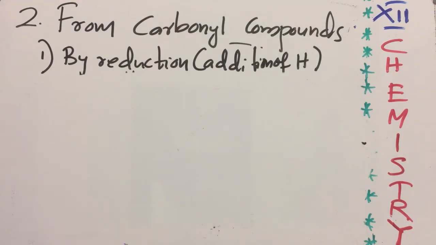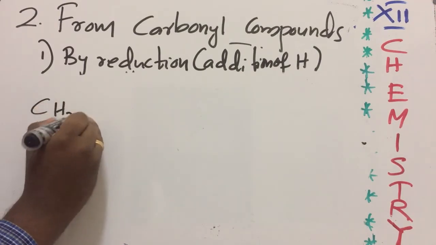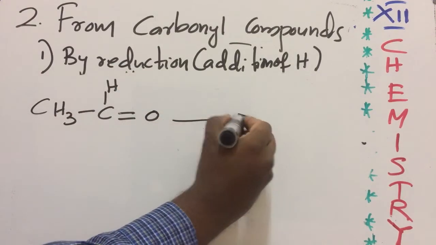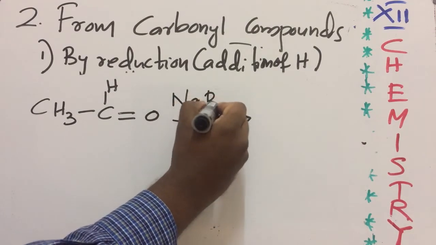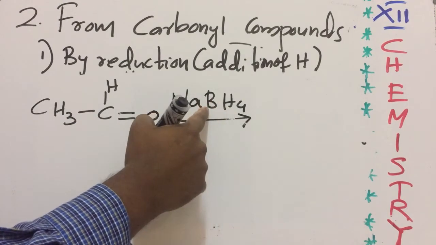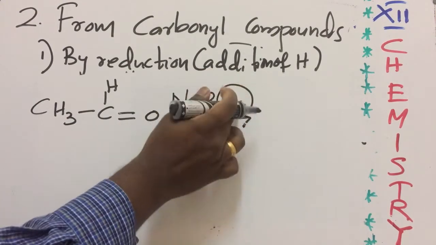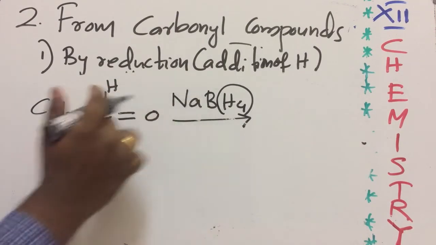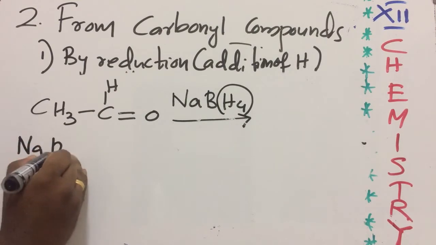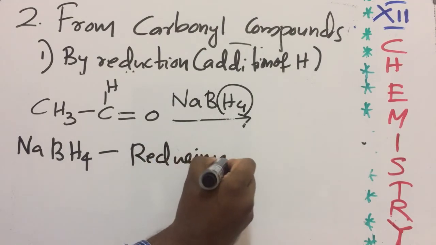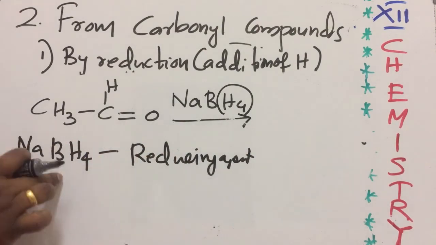Reduction is also possible through some reducing agent. For example, ethanal CH3 C double bond H in the presence of the reducing agent sodium borohydride. And what is the function of NaBH4? NaBH4 provides hydrogen to oxygen, so it helps reduction. So NaBH4 is called a reducing agent. Reducing agent means the chemical which helps reduction.